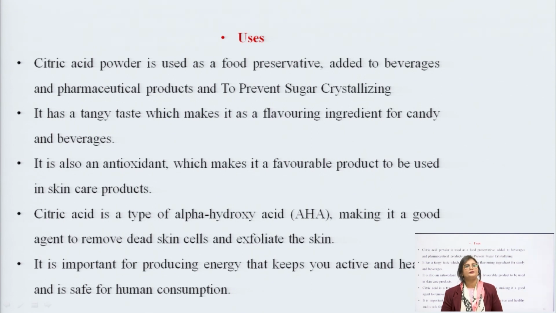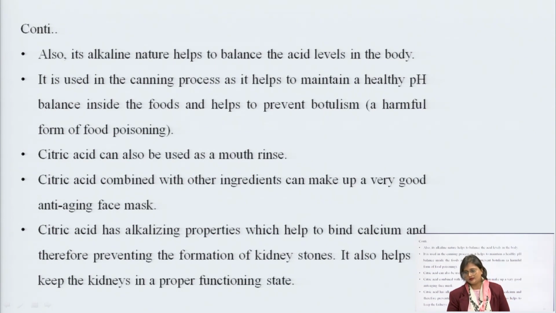It is important for producing energy that keeps us active and healthy and is safe for human consumption. Also, its alkaline nature helps to balance the acid levels in our body. It is used in the canning process as it helps in maintaining a healthy pH balance inside the food and helps to prevent botulism. Again, it is used as a preservative.